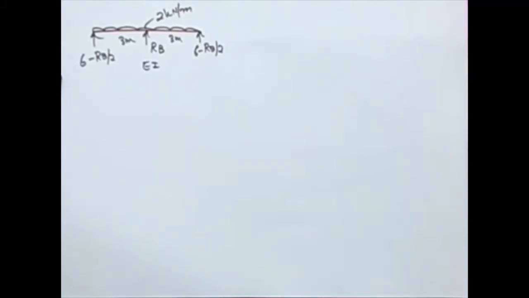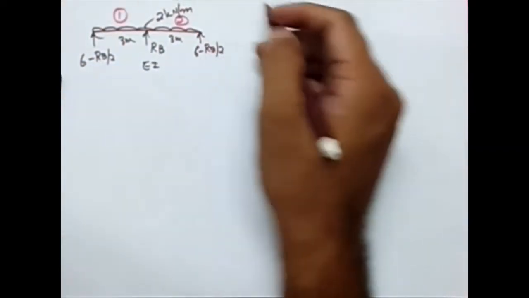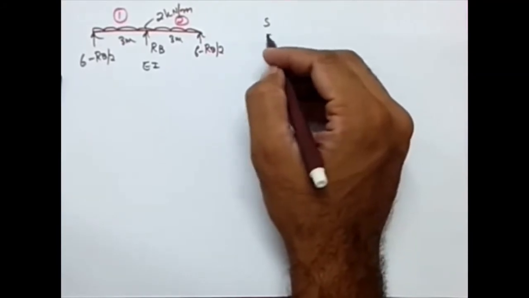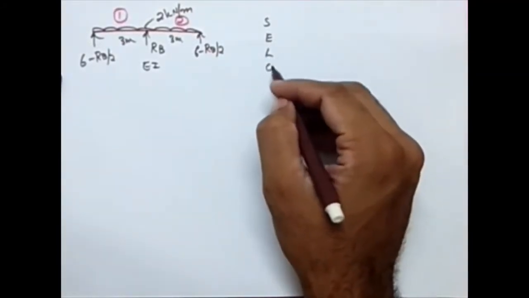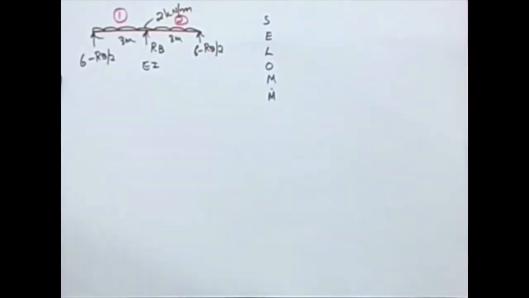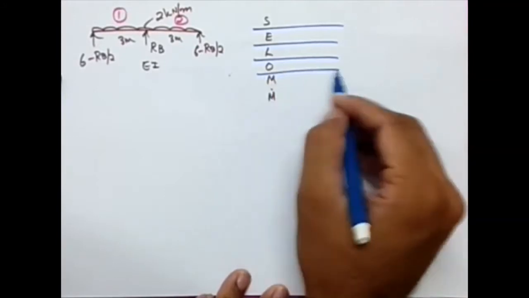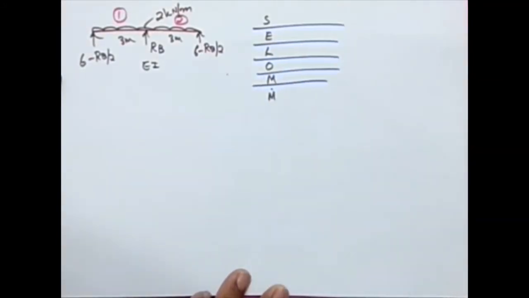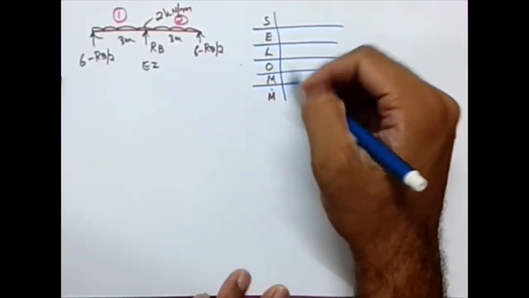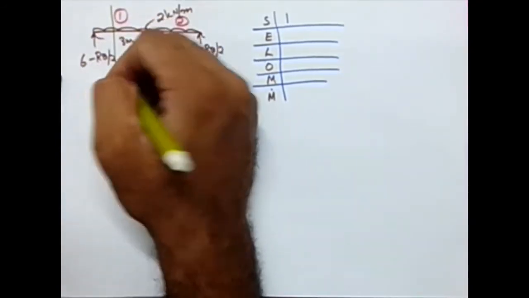Now I'm going to construct the table, and we have identified the segments also. We named this as 1 and this as 2. So the table has the columns S, E, L, O, M and M dot. That's the content of the table. Let's get that done. We are going to talk about segment 1. When I consider segment 1, I'll be taking a section in segment 1.